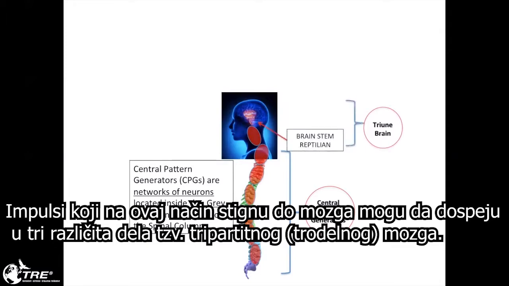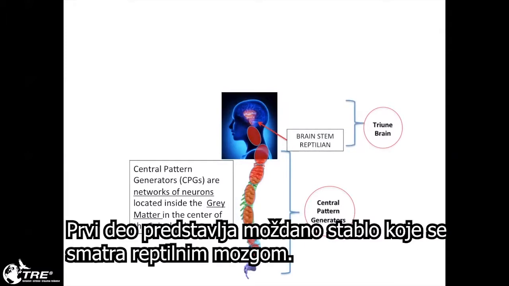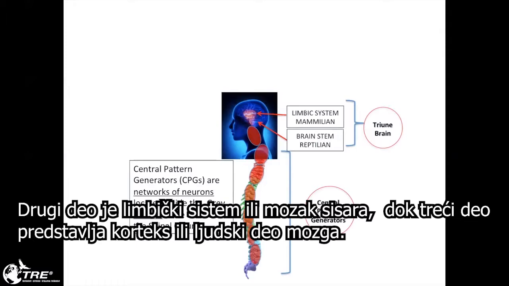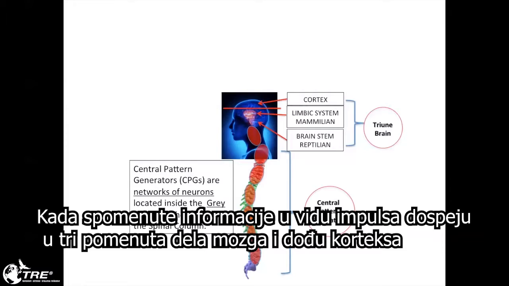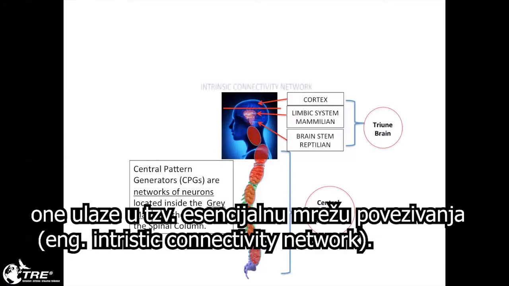Once the stimulation is received into the brain, it can go into three different parts of what's called the triune brain. The first part is the brainstem, considered the reptilian brain. The second part is the limbic system, or the mammalian brain. And the third part is the cortex, or the human part of the brain. Now, once this information goes into these three parts of the brain, and it gets to the cortex, it goes into what's called the intrinsic connectivity network.